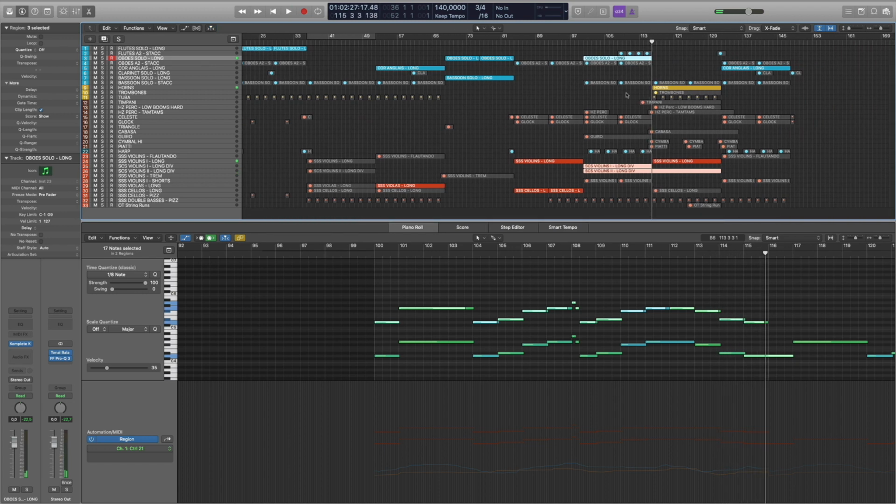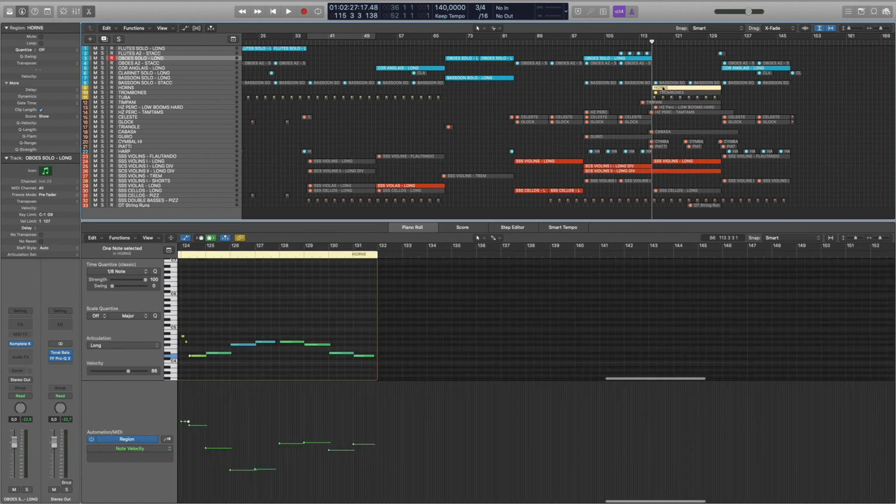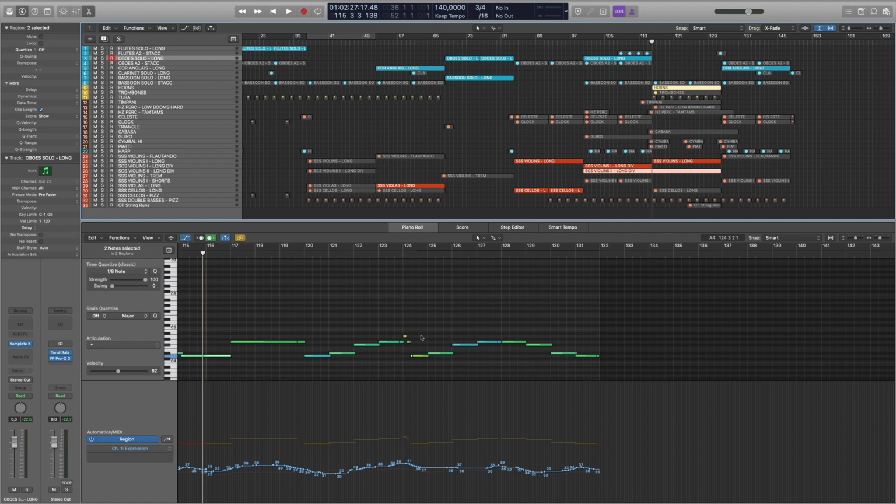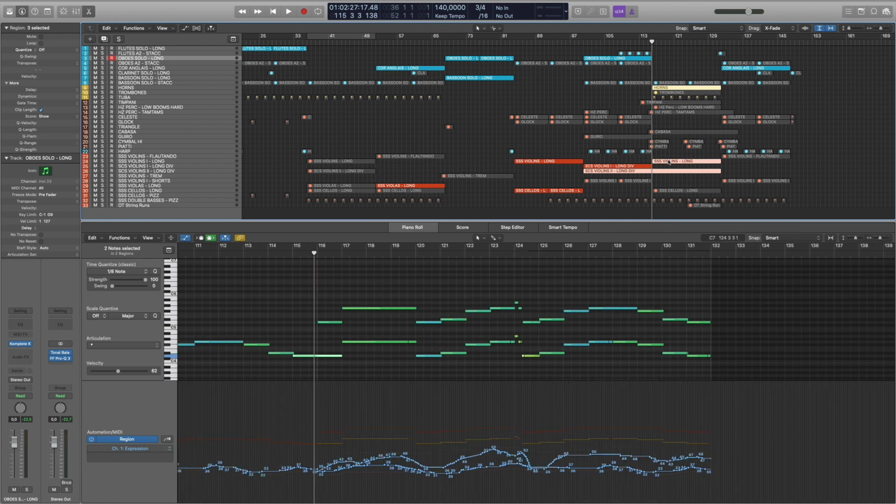After this, I introduce for the first time the brass color by the horns. They play the melody lines in unison with the violins two in the divisi. The violins 1 play the melody line an octave above.